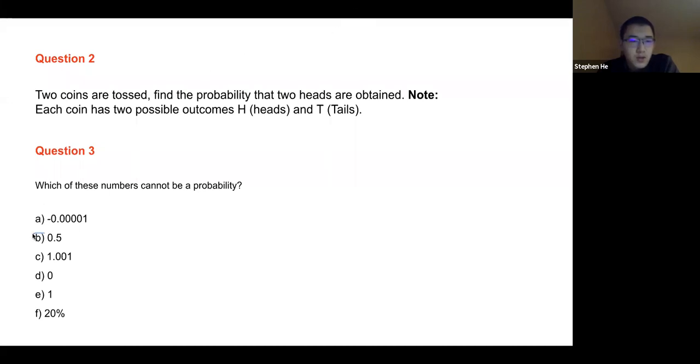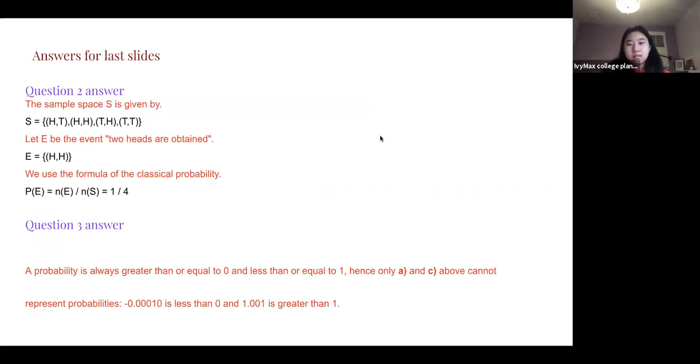And for E, 1 is a probability. That's just when something always happens. And F, 20%, that's a probability as well. That's equivalent to 0.2. So the final answer will be A and C. Here are the answers. You can check it.